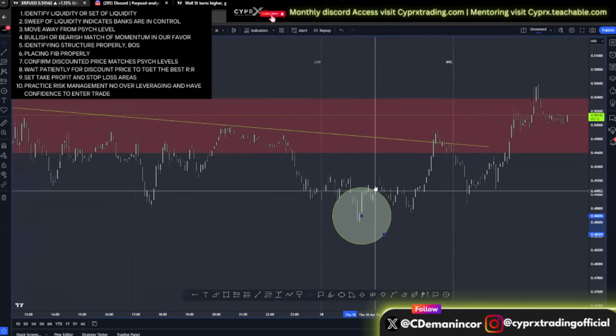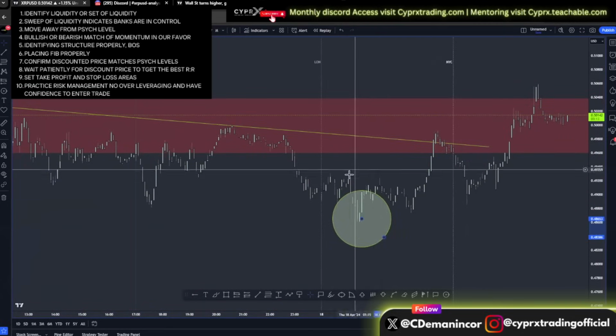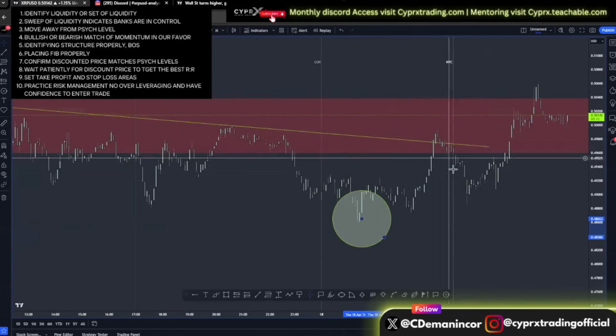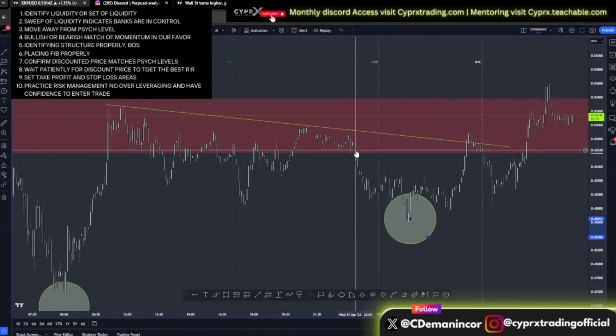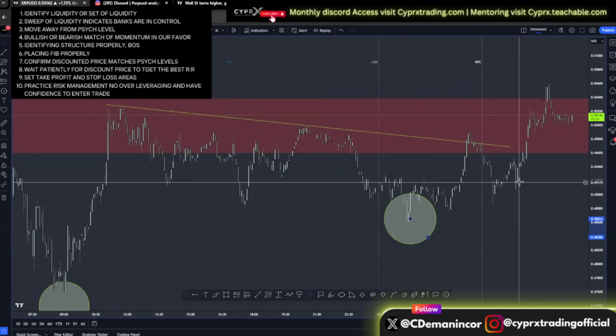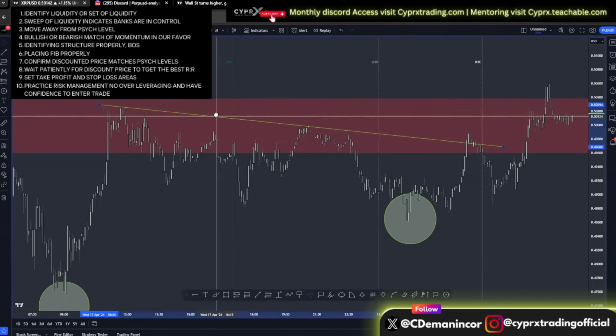Logically speaking, if we're not going to target lows, then I, as a buyer, an individual looking to buy, am going to set my take profit at these local highs, because that's most likely where the market makers are going to be targeting. So identifying liquidity or a set of liquidity, step one, done.